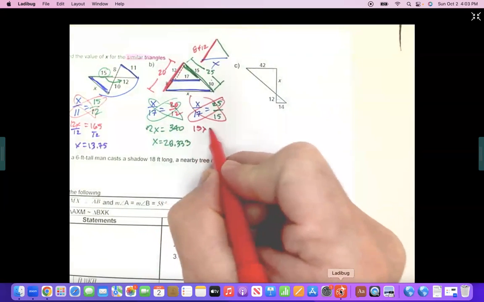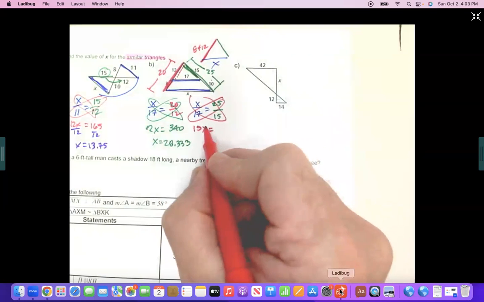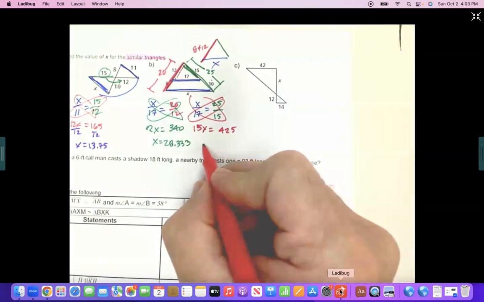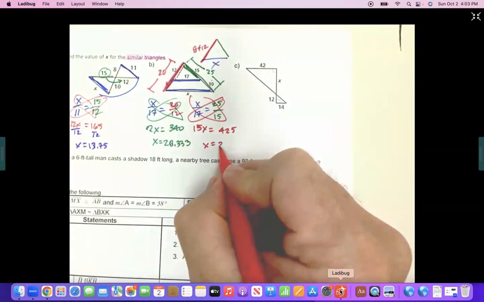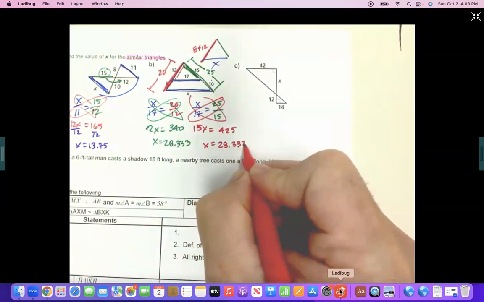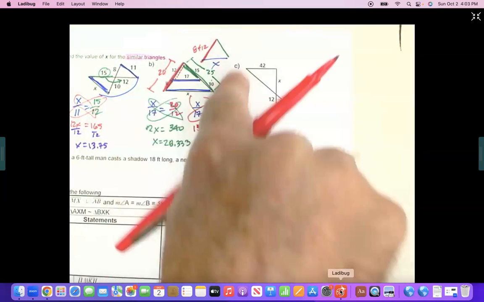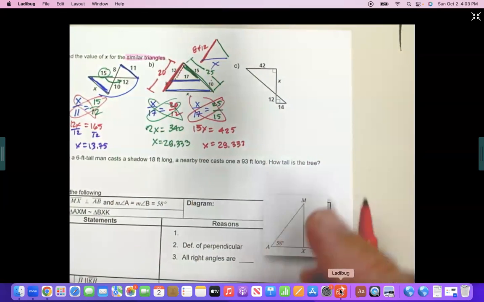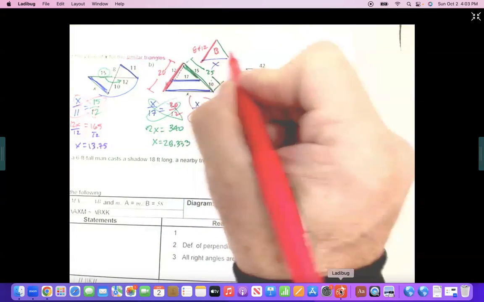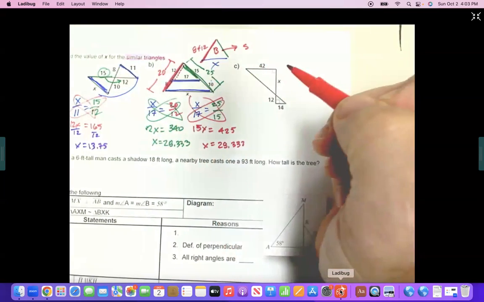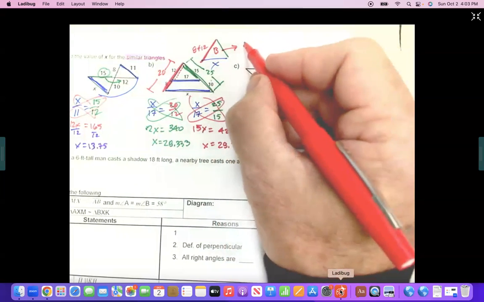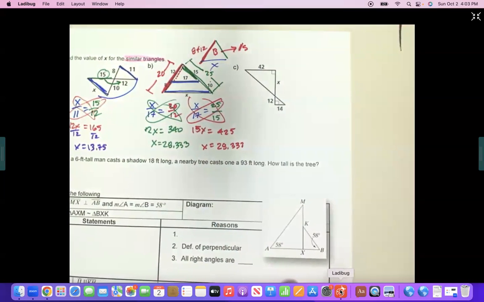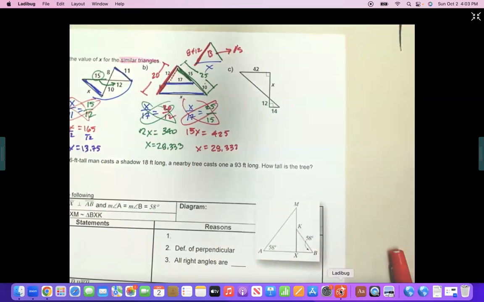This will give us 15x. 17 times 25 will be 425. 425 divided by 15 also gets 28.33. So I just wanted to show you that if we're given more numbers, it doesn't matter which one you choose. Just make sure, again, you're comparing the big triangle to the small triangle. And it has to be the total length in the big triangle, not just a part of that. Let's take a look at our last one.